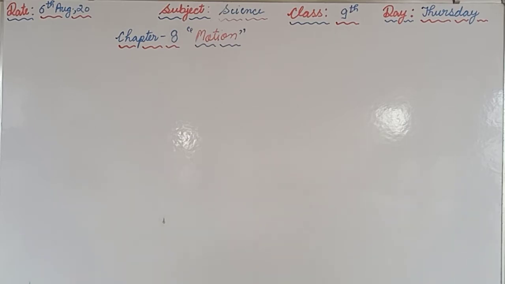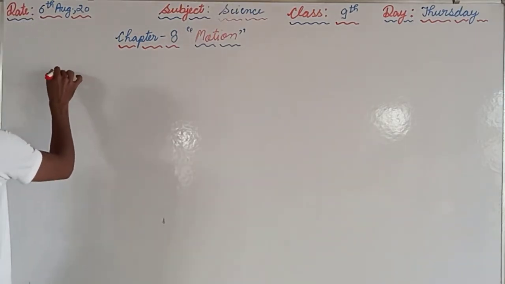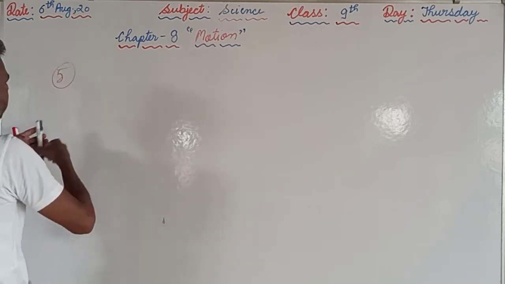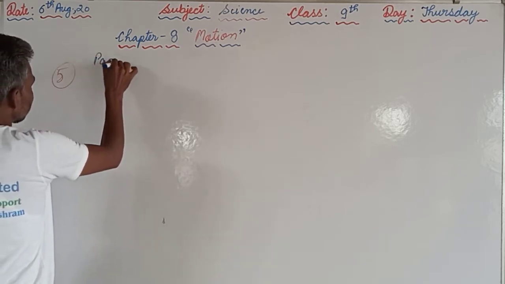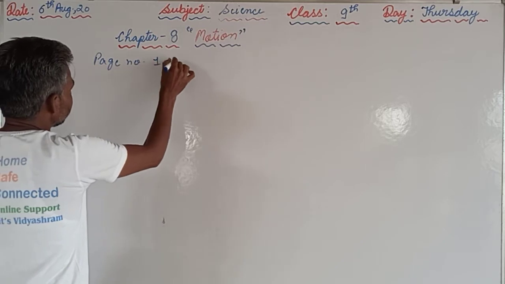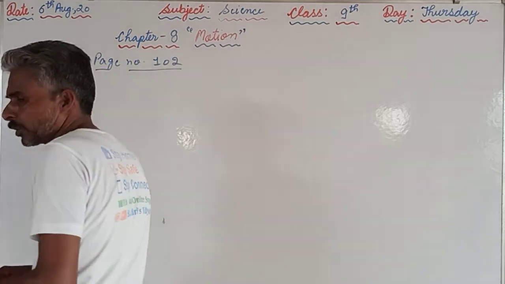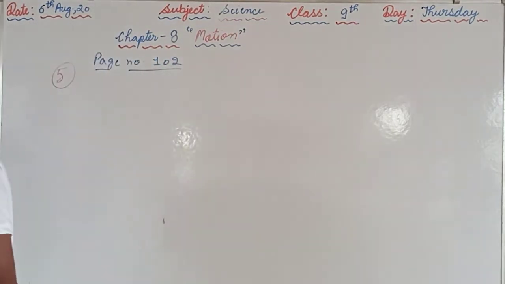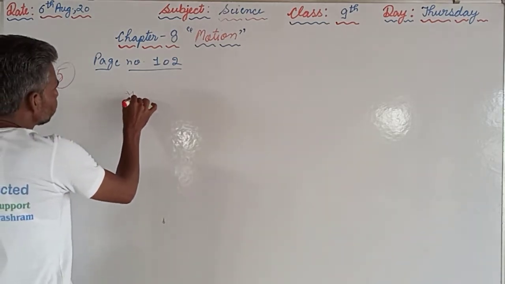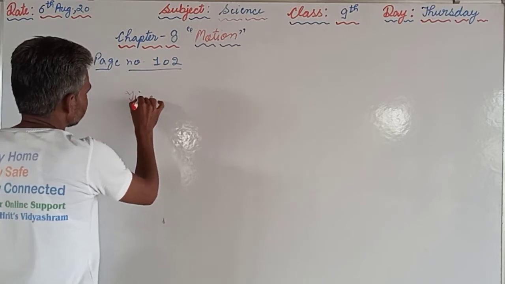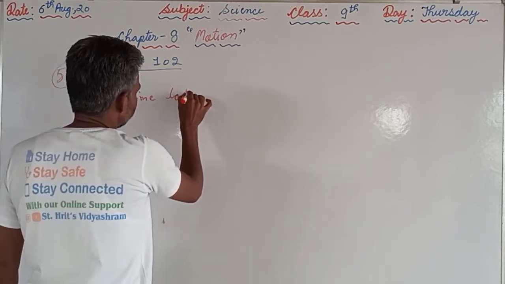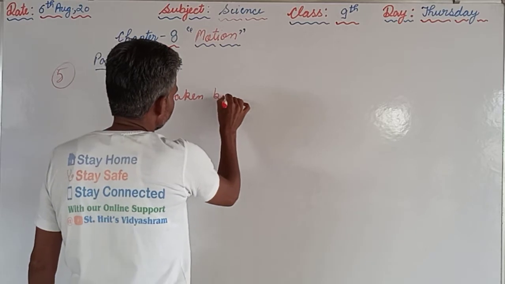On page number 102, one more question is there, that is question number 5. The question is, one spaceship is sending signals from space to the ground, and the signal takes 5 minutes. Time taken by signal is 5 minutes.